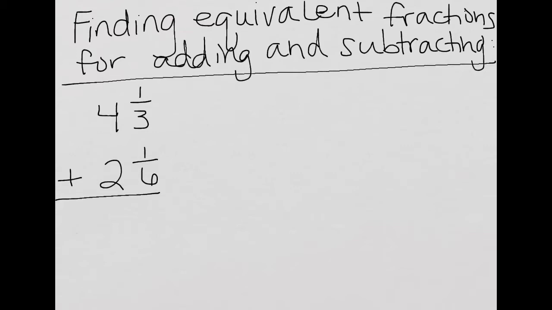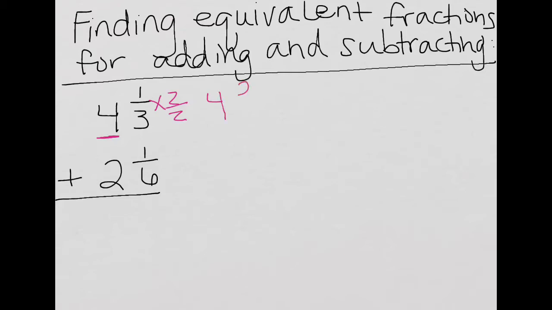Students also need to be able to find equivalent fractions so that they are able to add unlike mixed numbers. Here we have 4 1/3 plus 2 1/6. We know that 3 is a factor of 6. 3 times 2 is equal to 6. We do the top and the bottom the exact same thing. We cannot forget, what students often forget to do is bring over their whole number. So this is equal to 4. Our whole number stays the same.